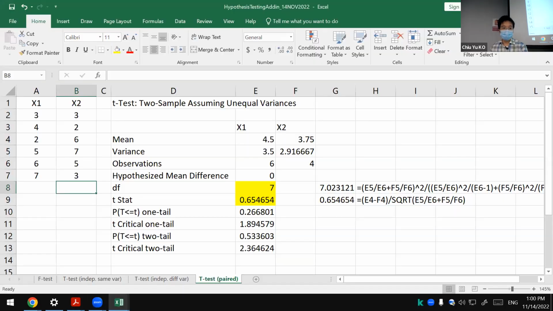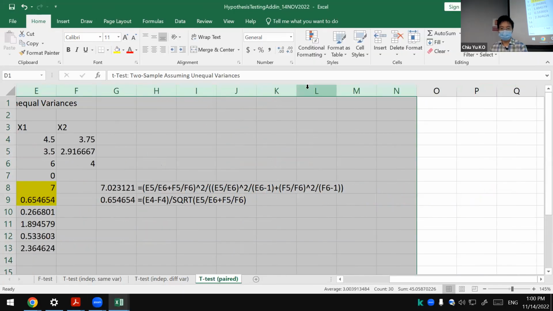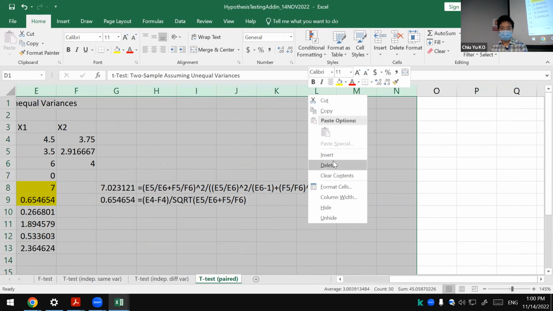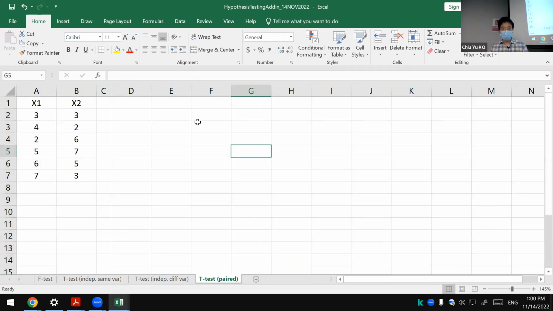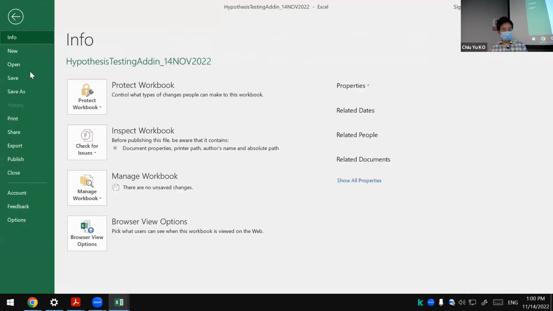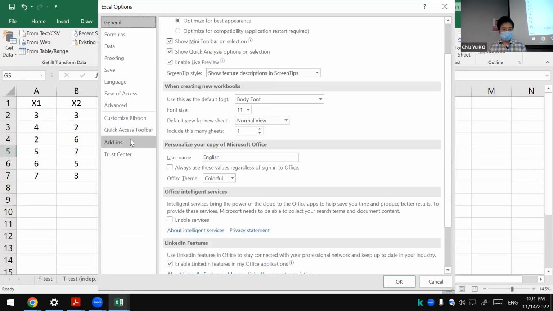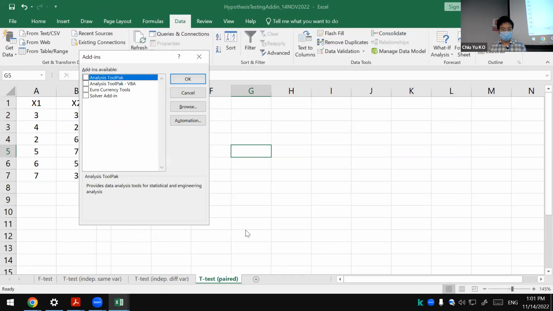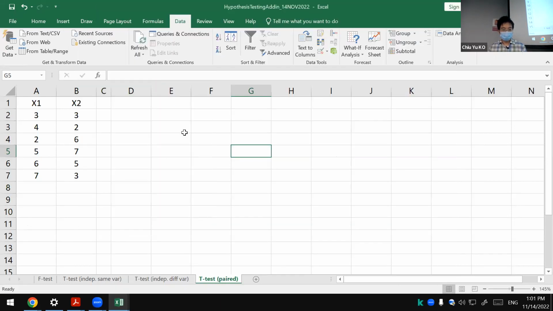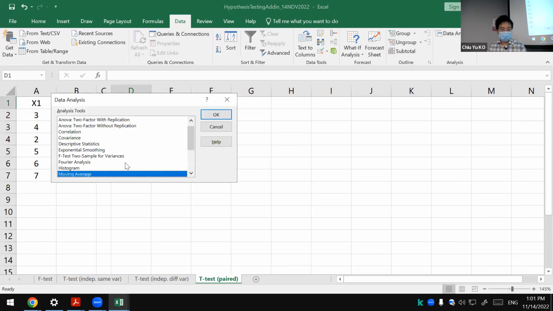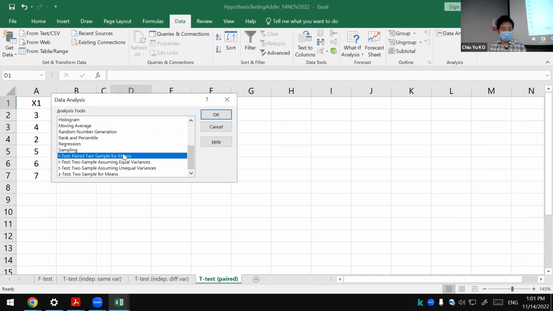Okay. So again, I delete this. What I'm going to do is the same: I just have to go to data analytics, which is disabled again. So let me add in, do the add-in again. Okay, so what we're going to use is the paired one. Go to data analysis and do a pair. So it's the first to the last.